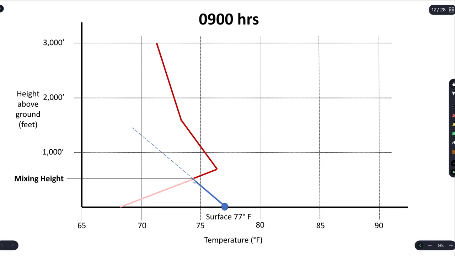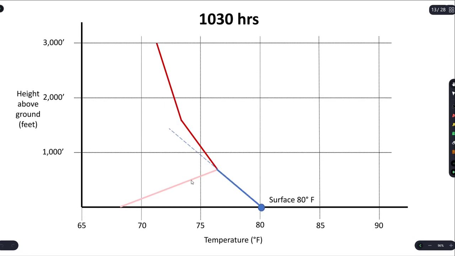The sun heated the ground, warmed the air. That air was available to rise through the process of convection, but as it rises, it cools at the dry adiabatic lapse rate, and at some point, its temperature met the temperature of the environmental air around it. So all of the solar heating we've accrued from 0600 to 0900 has allowed heating of this blob of air right over here. And that is now our mixing height. So our mixing height went from zero at 0600 to maybe 300 feet at 0730 to now maybe 600 feet at 0900 hours.